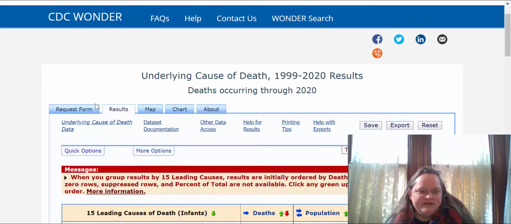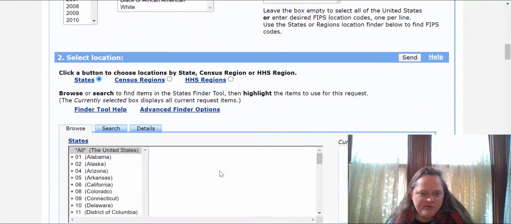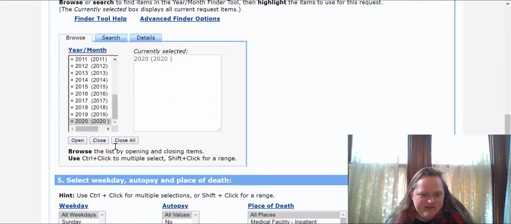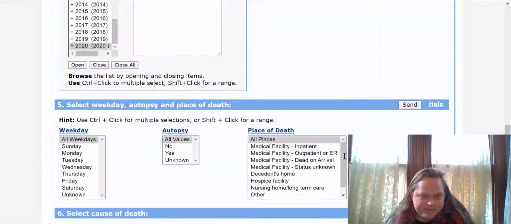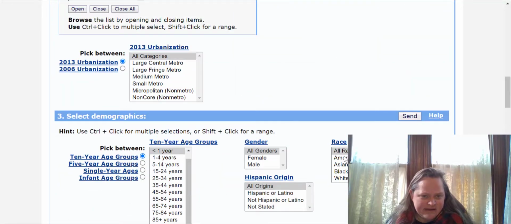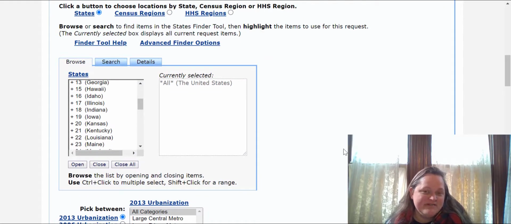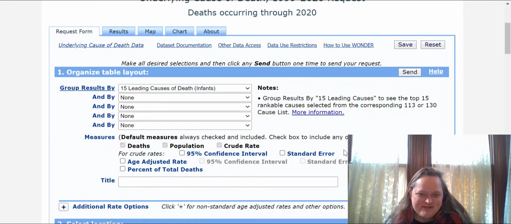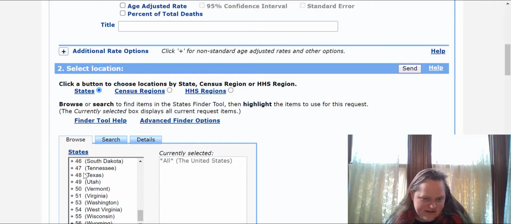If you want to investigate for yourself, I go back to the request form. I was just talking about demographics. You can pick the geography you want to look at. So you can pick state, you can pick city, you can even pick top 15 among a certain set of causes of death, but I'm not going to get that persnickety here. So you can do state, census regions, HHS regions. You can do geographic search. So this is at the state level.